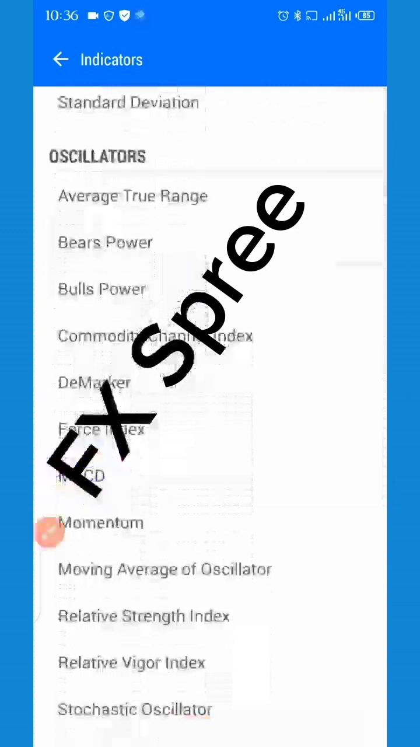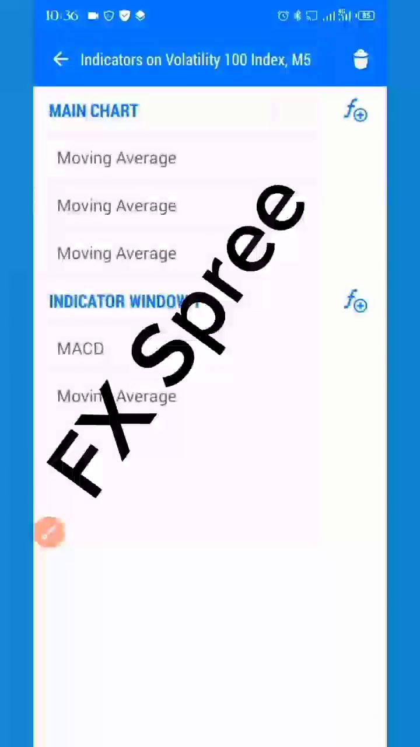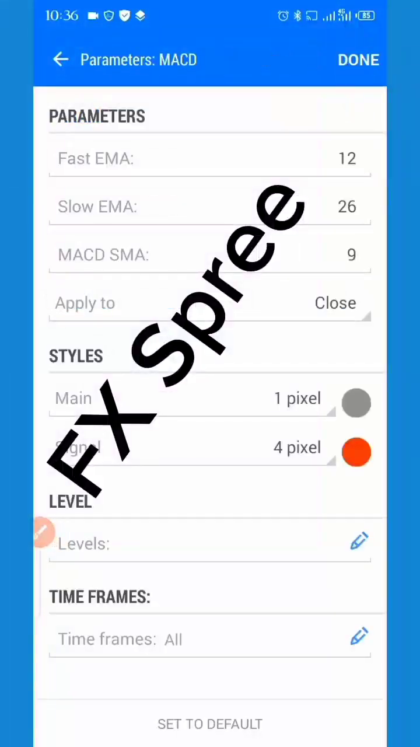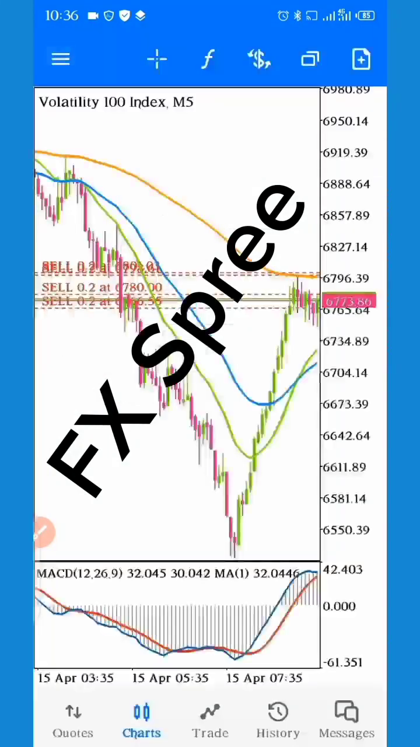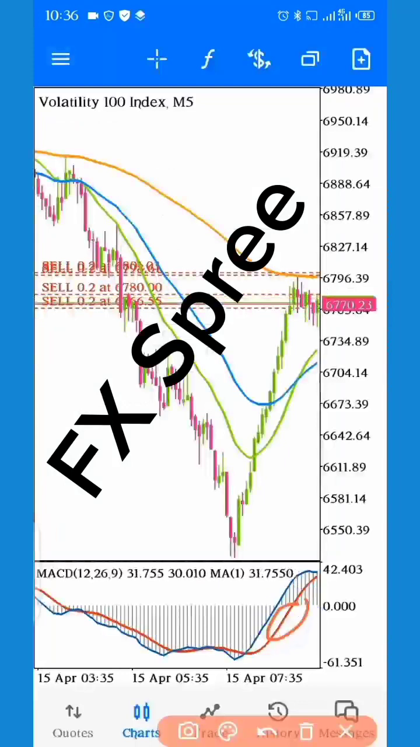When you go to MACD, you tap it. When you tap it, it gives you this. And just screenshot this as well to set it up. When you are through with this, you tap down by the top right hand side. And you have the MACD. That is the histogram and the line, the signal line of the MACD, which is this red color.